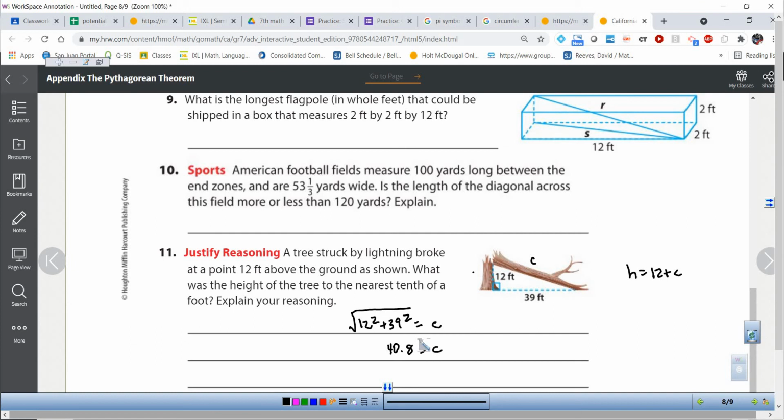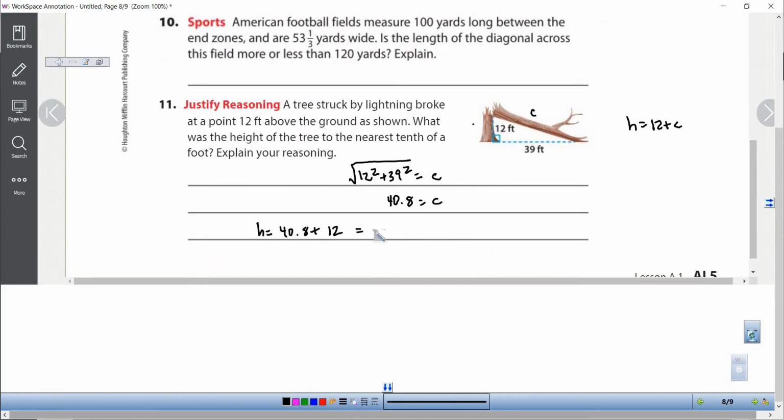All right, so 40.8. So h is equal to 40.8 plus 12. So what do we get? We get about 52.8 feet.